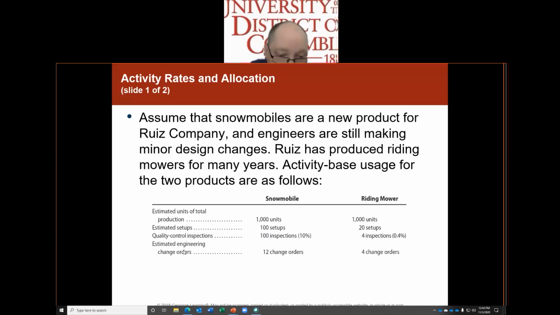Then we have engineering changes. We expect to have 12 for the snowmobiles and 4 for riding lawnmowers. Remember, snowmobiles are our newer product line for our company, so we expect to change it a few more times.